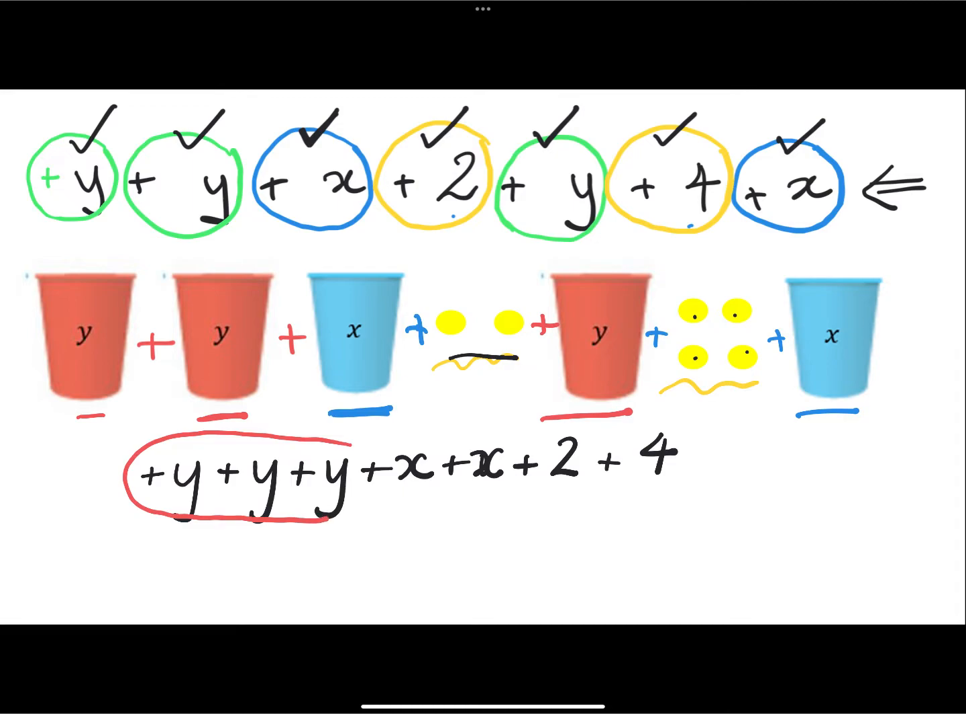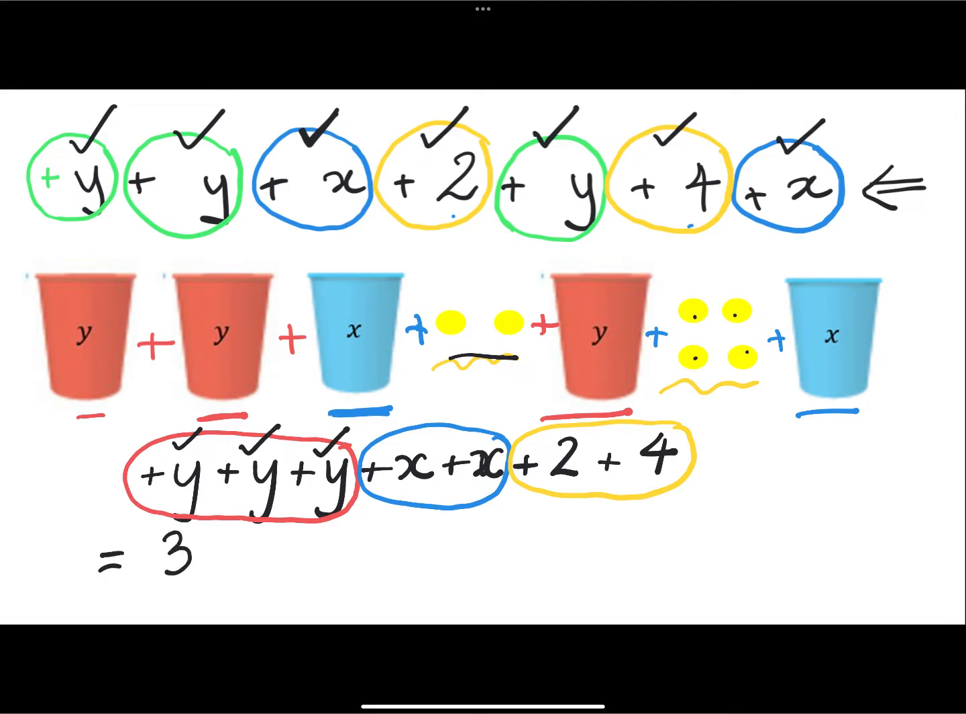I can add these together because they are all the same variable. I can add these together because they are the same variable. And I can add these together because they are constants. So let's add each of these together. I'm looking at the y's in the red bubble. I have 1y, 2 y's, 3 y's.